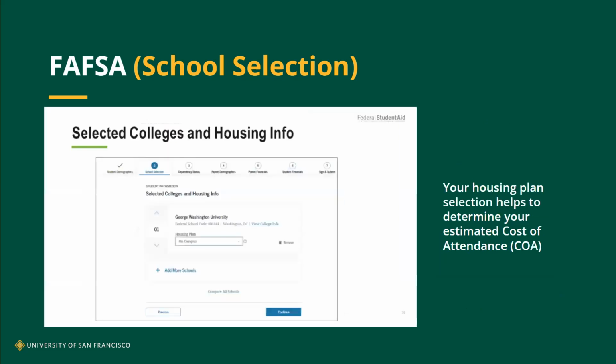The next part for the school selection is the housing information. So it'll ask you what your housing plans for that particular university is. What you select on the FAFSA directly impacts your cost of attendance.